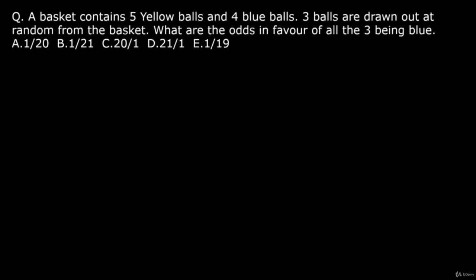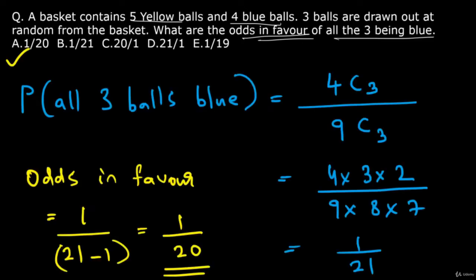Let's read the next question. A basket contains 5 yellow balls and 4 blue balls. 3 balls are drawn out at random from the basket. What are the odds in favor of all the 3 being blue? Alright, so we have discussed odds in favor and odds against. So what's the correct answer to this question? The correct answer is option A, that is 1:20.